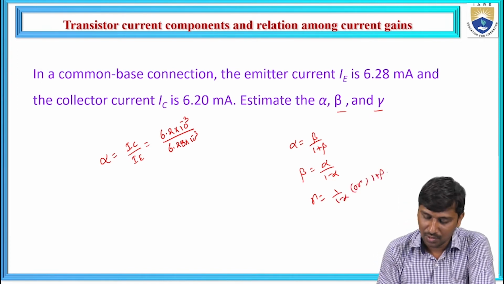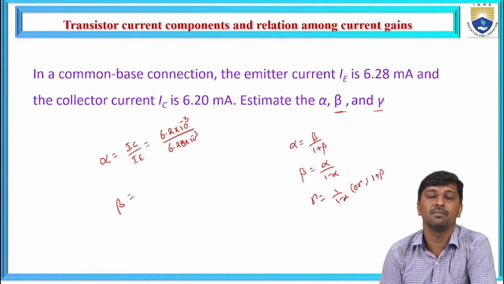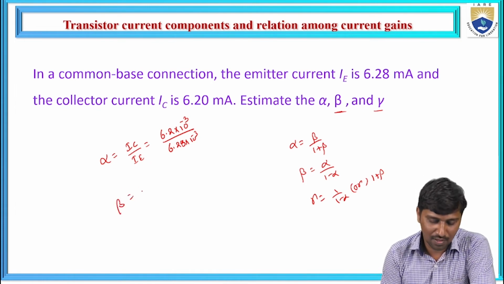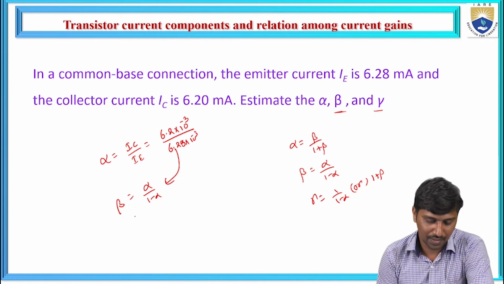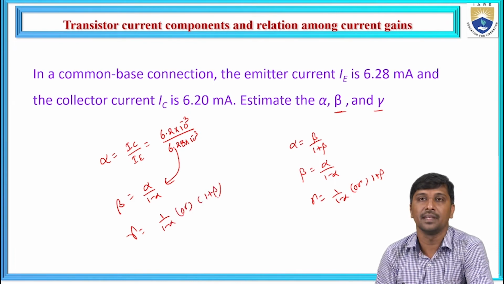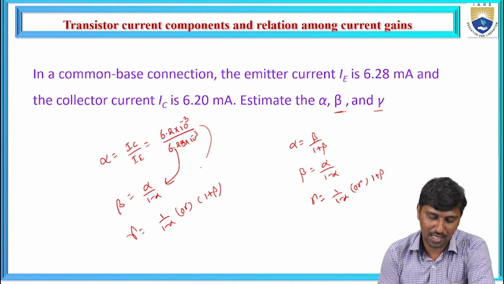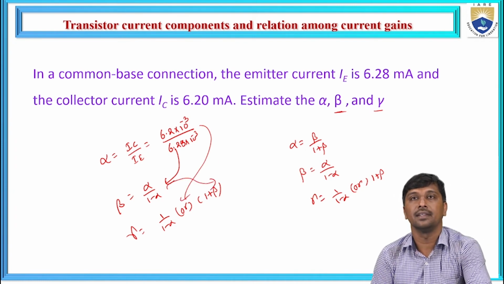To calculate beta, we have the alpha value. Hence, you should represent beta in terms of alpha, that is alpha by 1 minus alpha. Just substitute your alpha value to get the beta. Then what is the gamma? Either you can use 1 by 1 minus alpha or you can use 1 plus beta. You can substitute either the alpha value or the beta value to get the gamma.